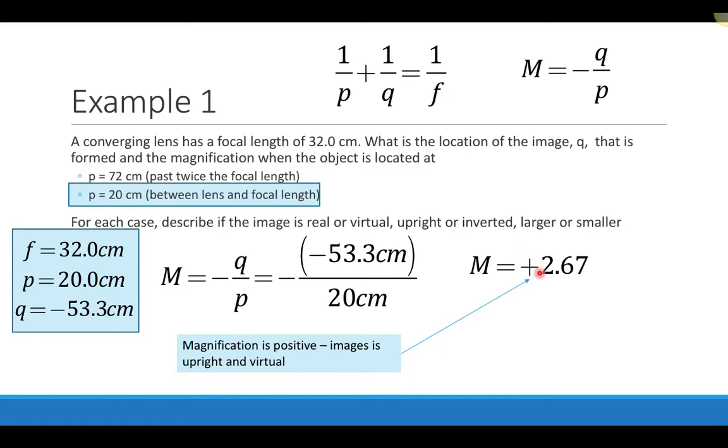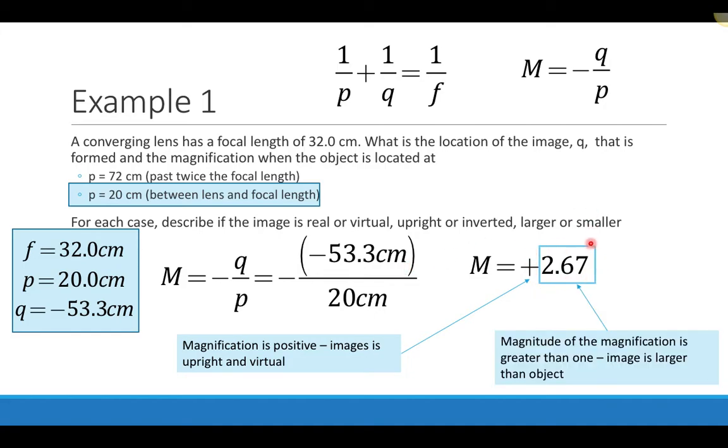The fact that our magnification is a positive number tells us that the image is upright and also virtual. Anytime we have a positive magnification, it's always going to be a virtual image, and that magnification ends up being positive because our image distance was negative. The magnitude of the magnification is greater than 1, which means that our image is larger than the object. And that's something that we saw when we looked at geometric optics and how images were formed by converging lenses.